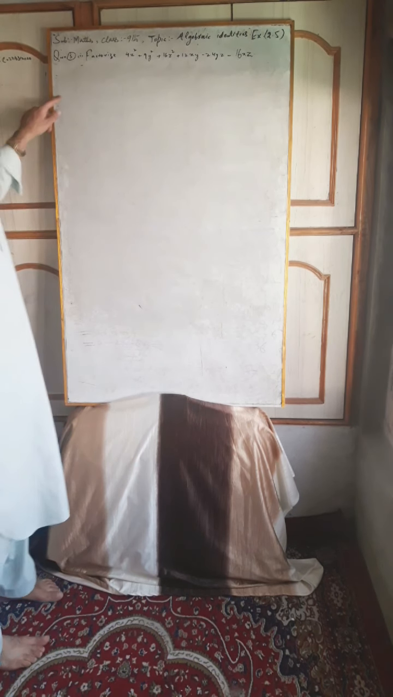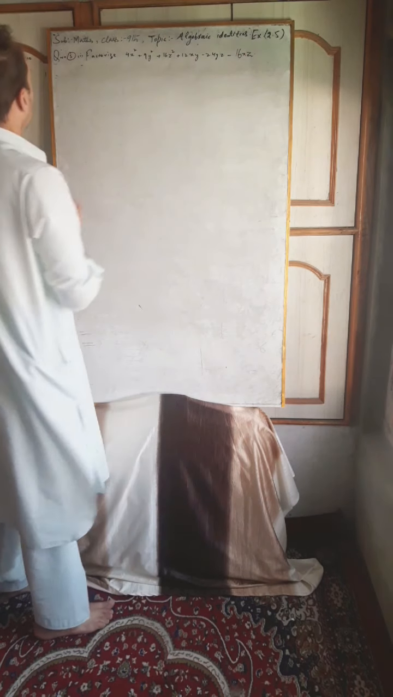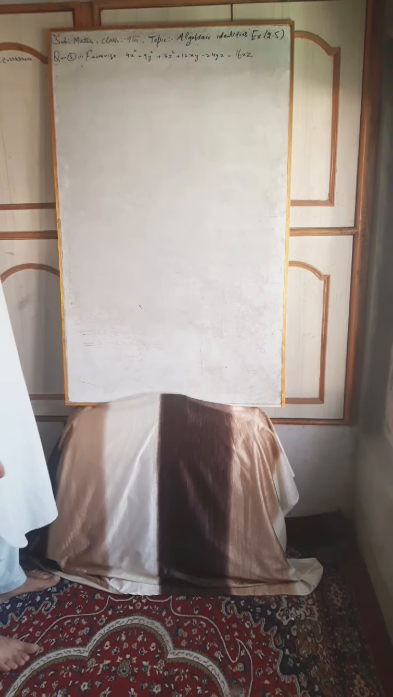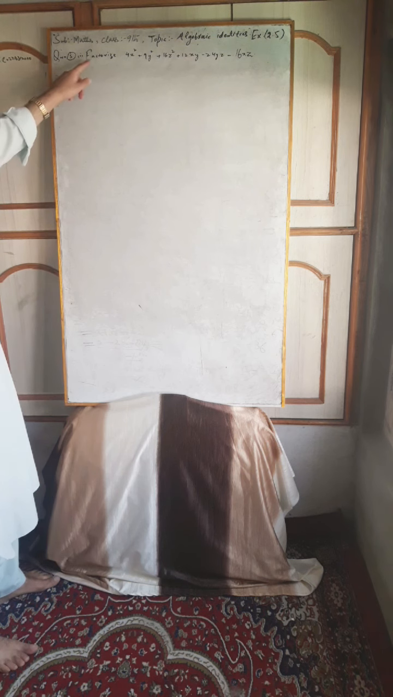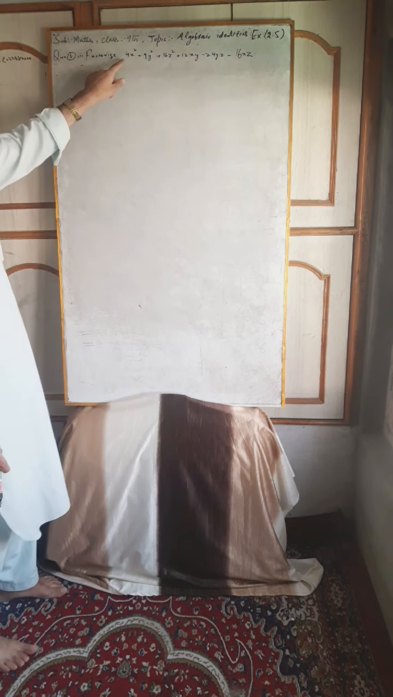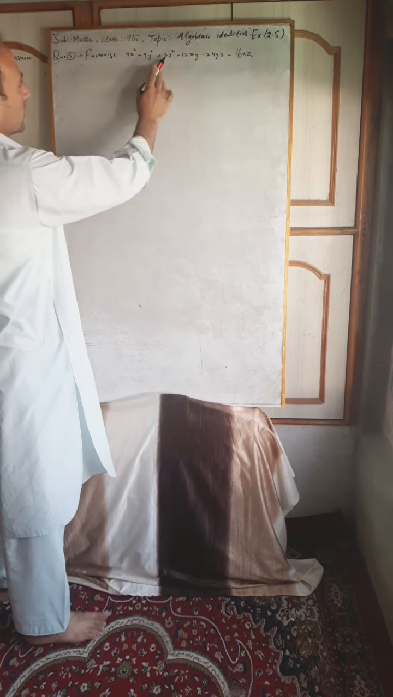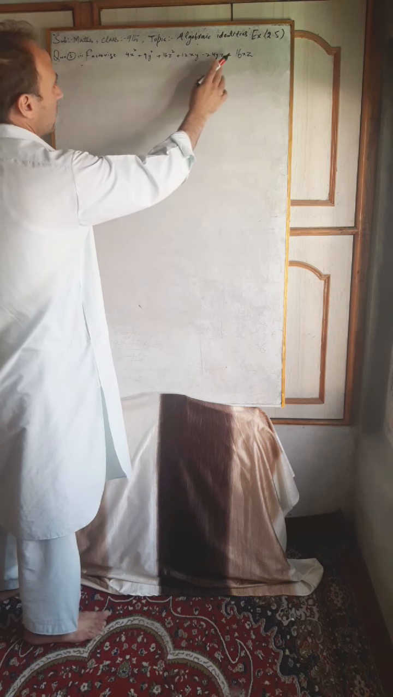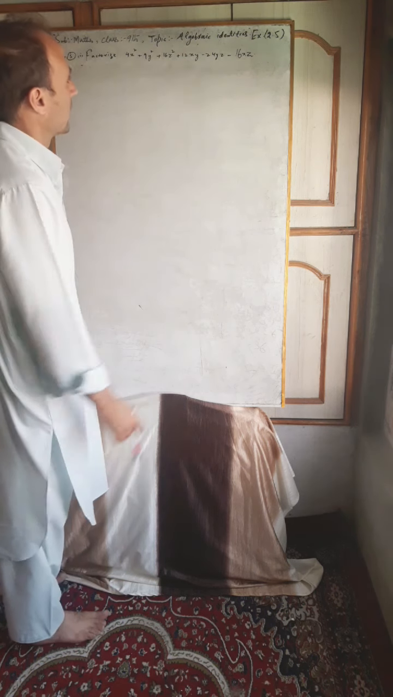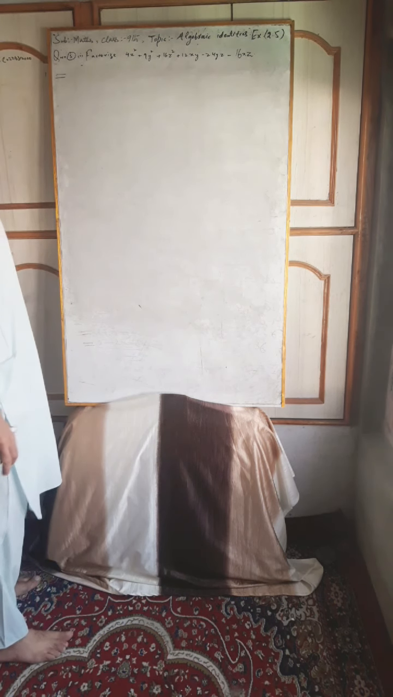Dear students, today we are going to do question number 5 of exercise 2.5. The question is, we have to factorize the polynomial 4x square plus 9y square plus 16z square plus 12xy minus 24yz minus 16xz. Here we will simplify it.